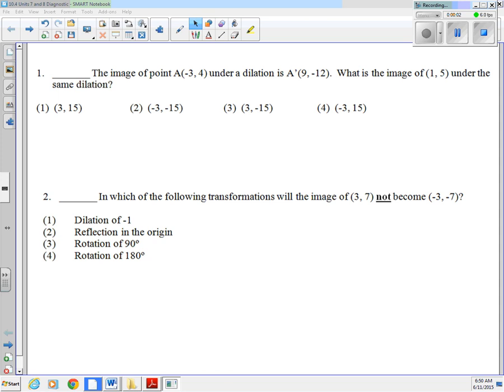Okay, this is our video lesson on Unit 7 and 8 Diagnostic. So here we go. The image of point A, (-3, 4) under a dilation is (9, -12). What is the image of (1, 5) under the same dilation?